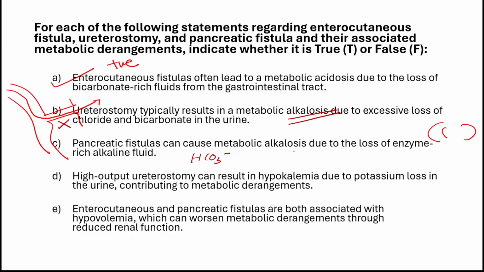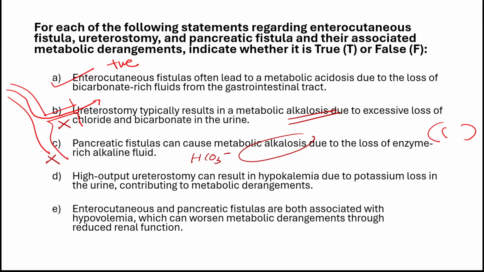Pancreatic fistula can cause metabolic alkalosis. It's incorrect. It's acidosis. It's loss of enzyme rich fluid. It's actually because of the bicarbonate loss. So this is a false statement. Now, a high output ureterostomy can result in hypokalemia due to potassium loss in urine contributing to metabolic derangement. Right. This is in fact a true statement.